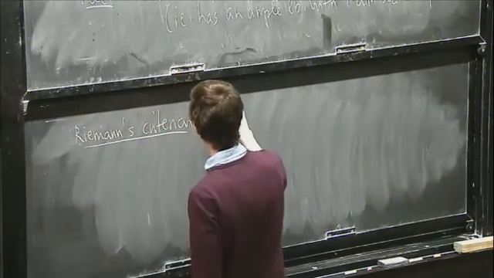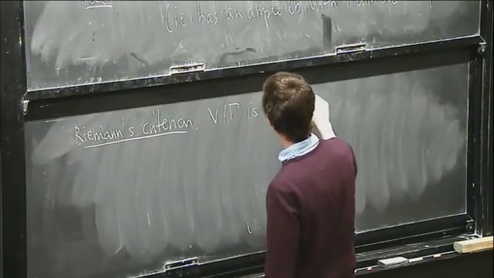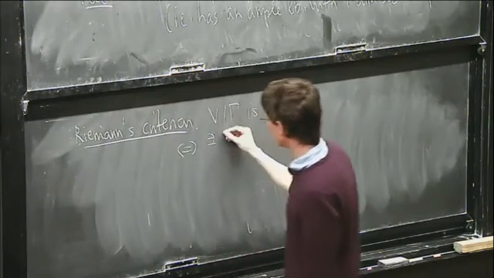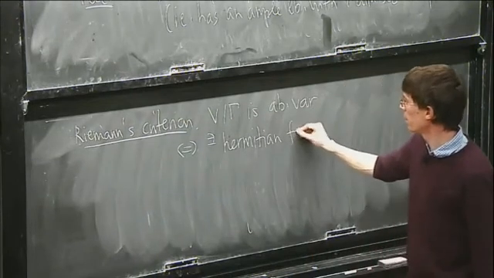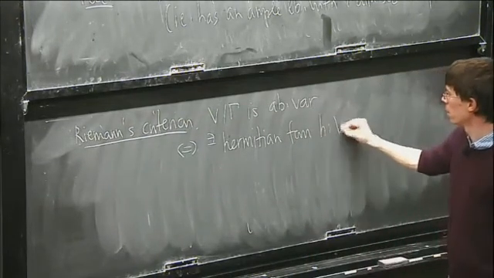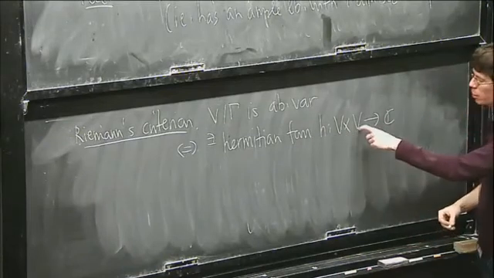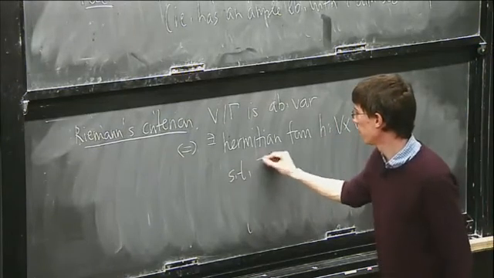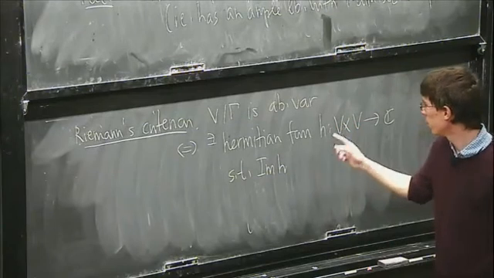So it says that a quotient like this is an abelian variety if and only if you have a Hermitian form on the vector space. So it's linear in the first argument, conjugate linear in the second one, such that the imaginary part is integer valued on gamma cross gamma.